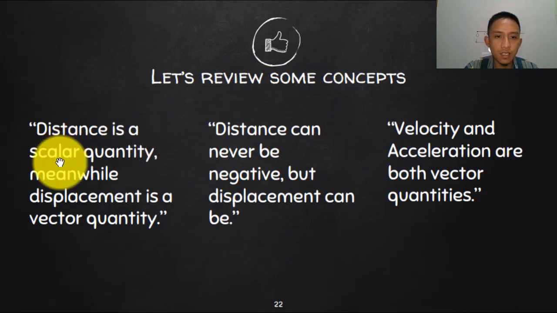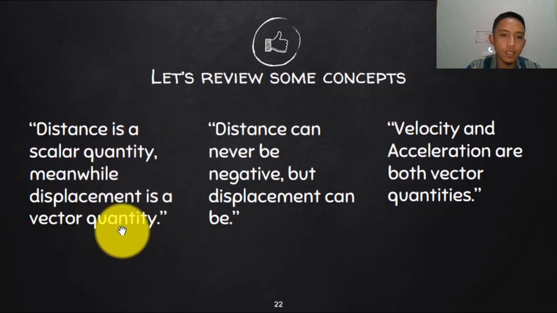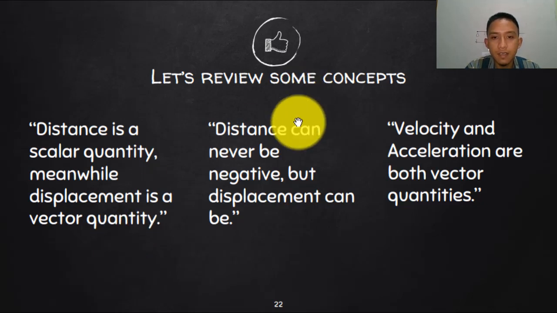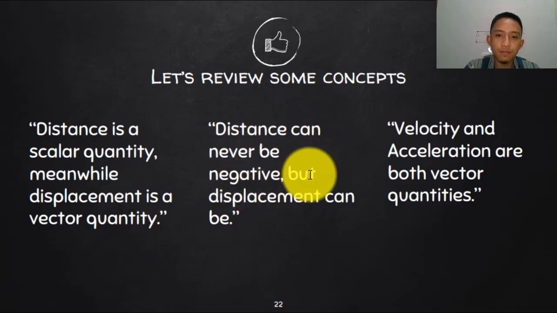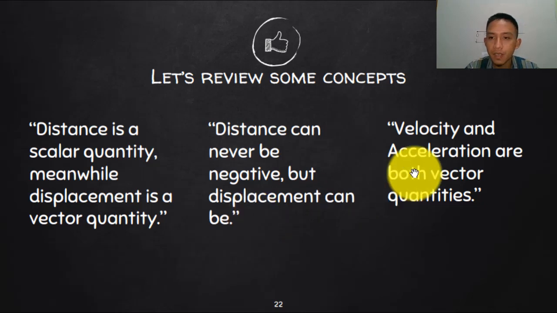Distance is a scalar quantity. Again, that is just a number. Meanwhile, displacement is a vector quantity. Again, there is a direction. Distance can never be negative, but displacement can be, because there is a sign convention for displacement. Distance is just a number. Velocity and acceleration are both vector quantities.